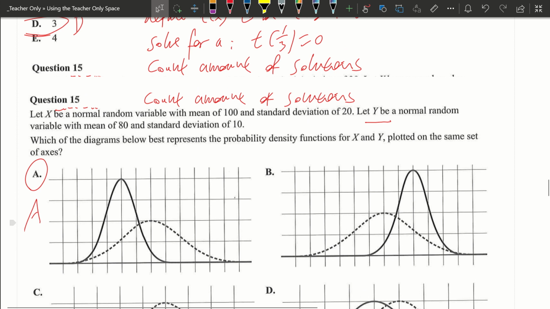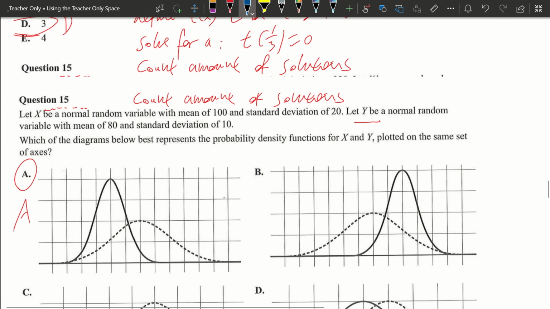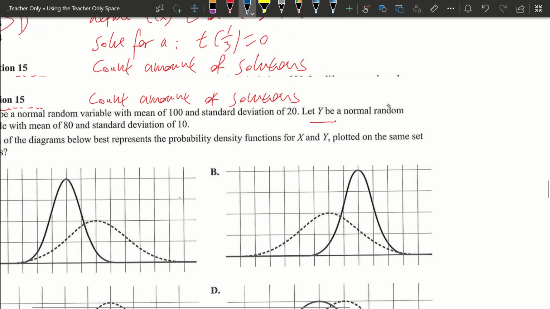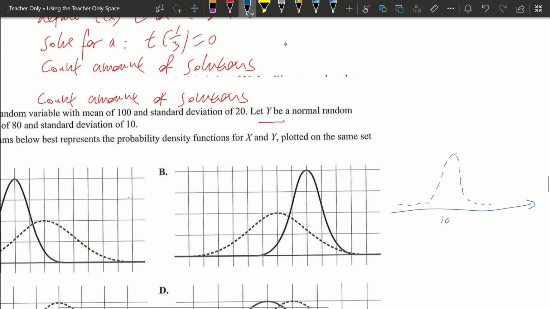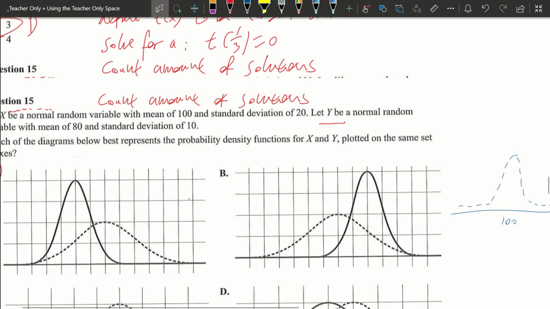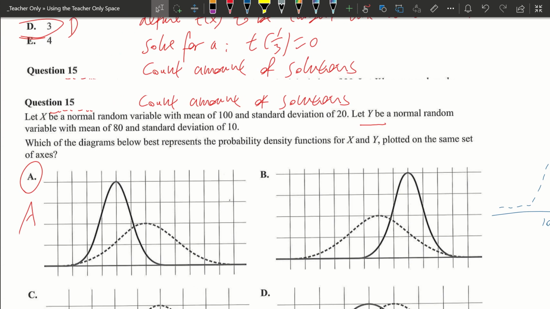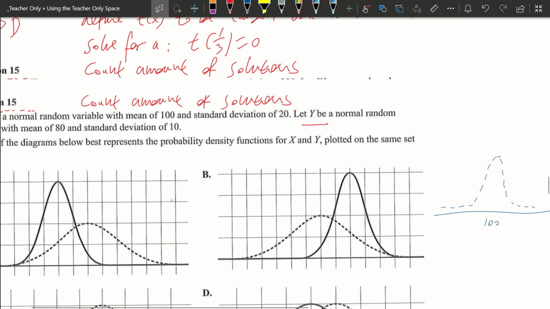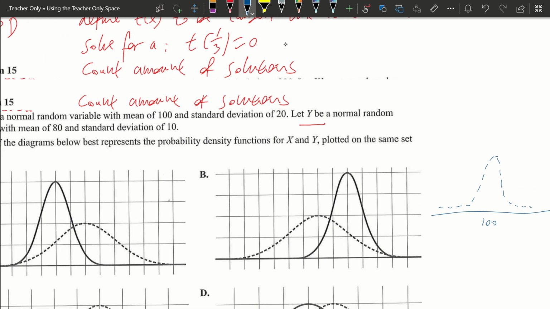What I actually did was draw this myself without looking at the answers. So I'm just going to draw X like this. The mean is 100, so that's 100 over here. Let me draw X's 100 over here, and the standard deviation I don't really need to label. But Y has a mean of 80, so Y has to be somewhere here. The top point of Y has to be somewhere on the left, and it's got a standard deviation of 10.